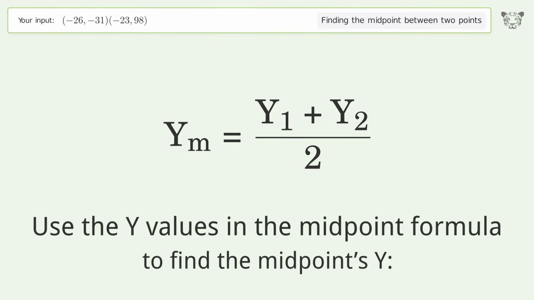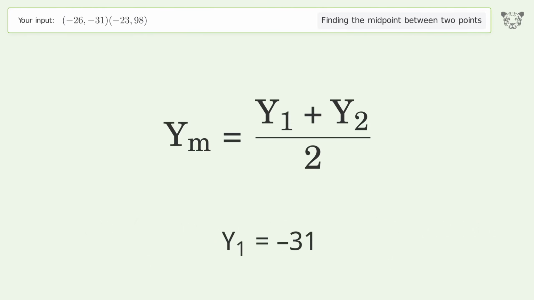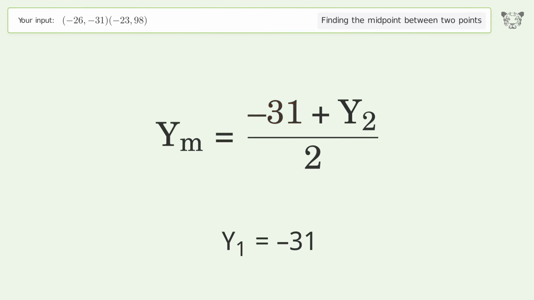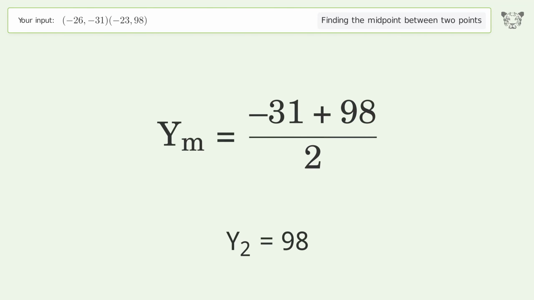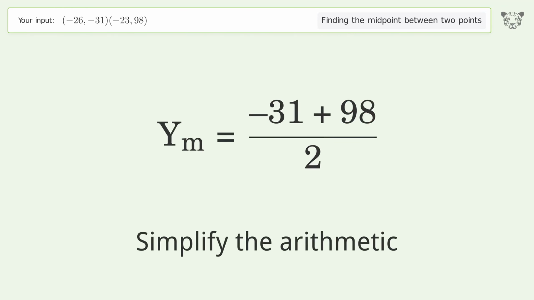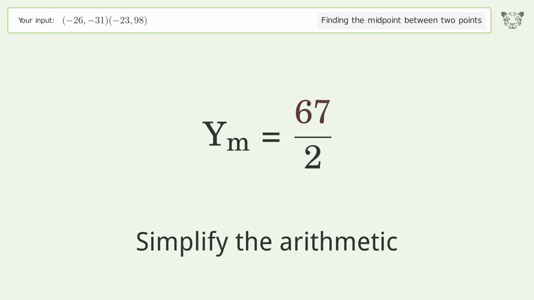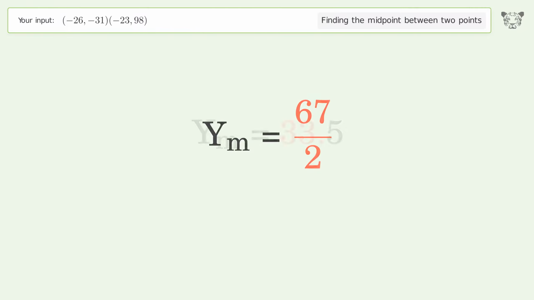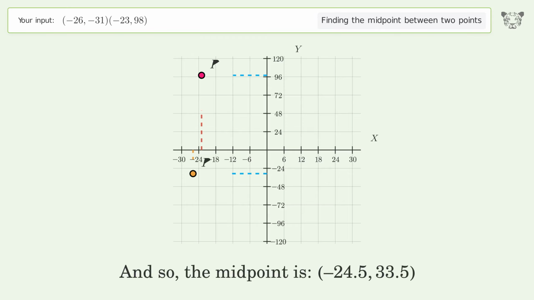Use the y values in the midpoint formula to find the midpoint's y. y1 equals negative 31. y2 equals 98. Simplify the arithmetic. And so, the midpoint is negative 24.5, 33.5.